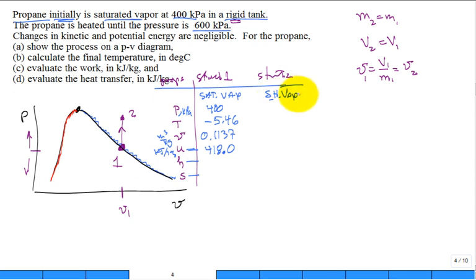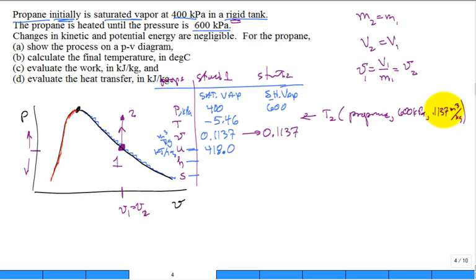Now over here for state 2, it's superheated vapor. They told me the pressure, 600 kilopascal, true. If I could just get another property, I could get the other properties. What other property can I deduce? V. This is incredible. It's equal to 0.1137. Really? Yep, rigid tank. So V2 is equal to V1. True? So here is one of these things where I have 2 independent intensive properties, pressure, specific volume. Can I now get temperature? Can I find T2 for propane, P-R-O-P-A-N-E, at the pressure 600 kPa and the specific volume 0.1137 meters cubed per kilogram? Can I do that?